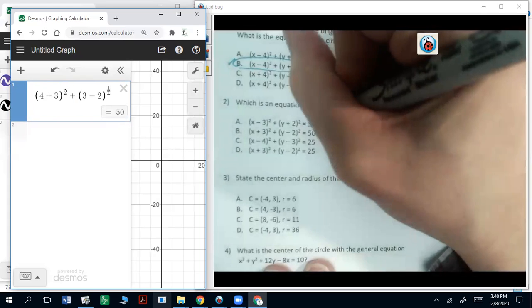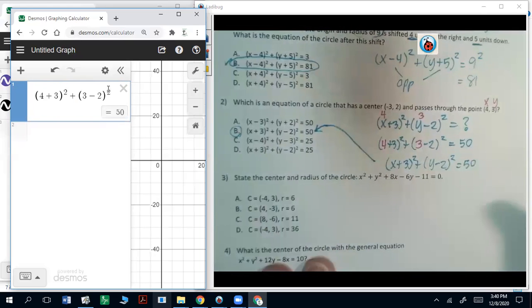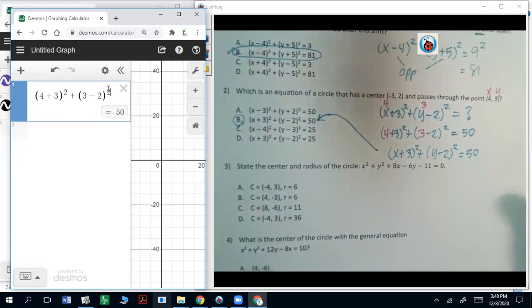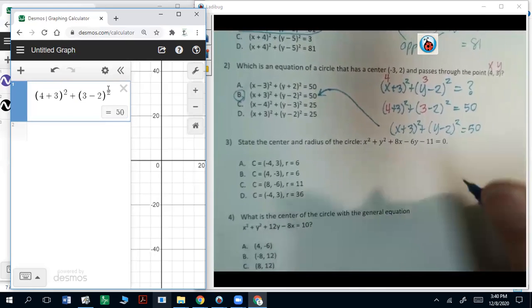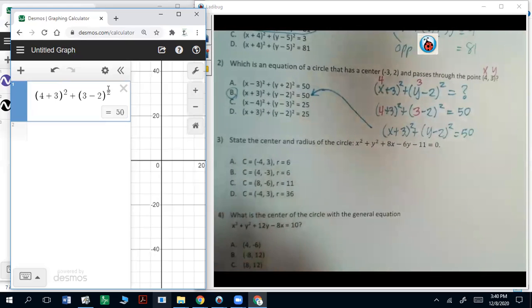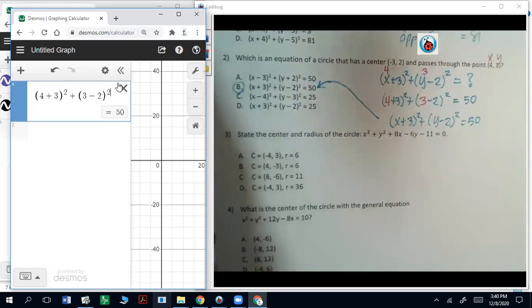Oops. There you go. Question 3, state the center and radius of the circle. This is in general form. We have to use completing the square by hand. We'll verify the answer first, and I'll go back and show you how to do it by hand.